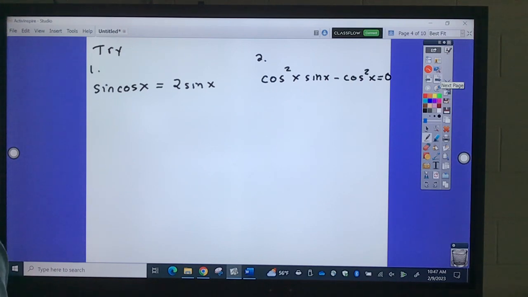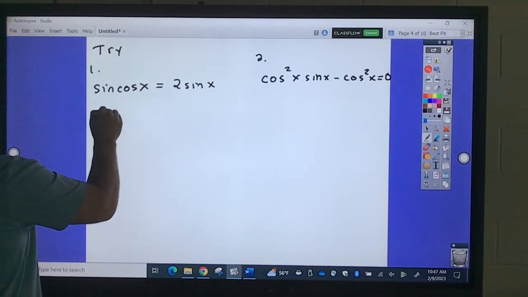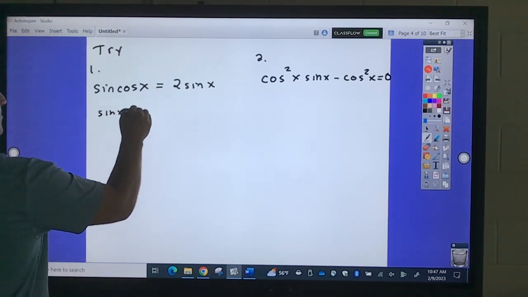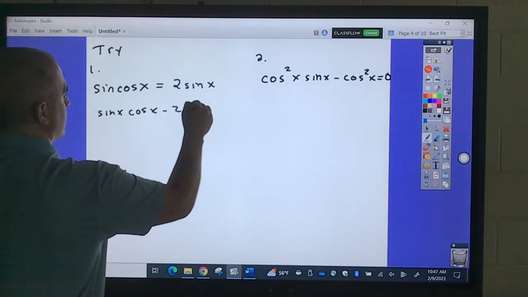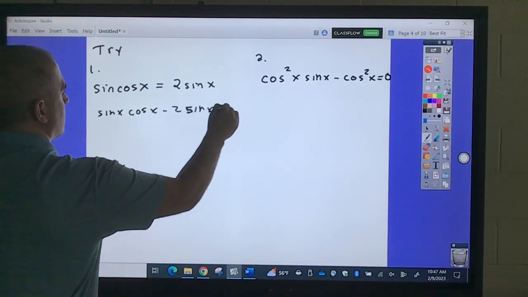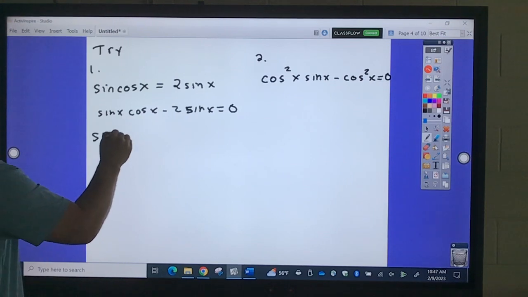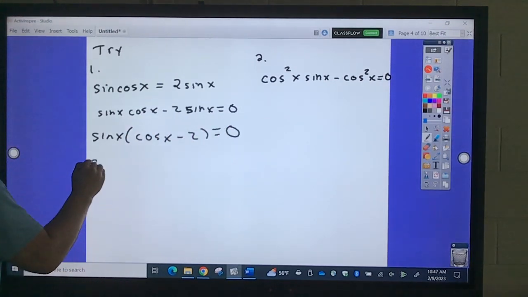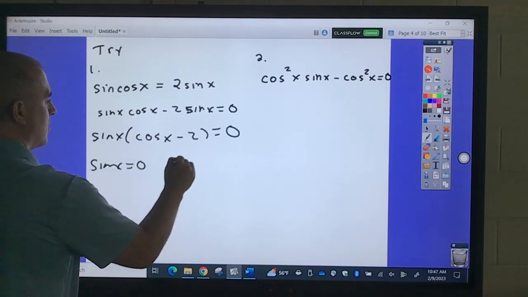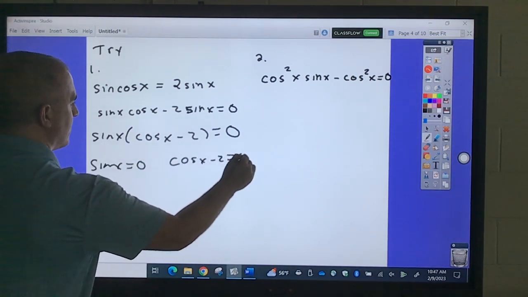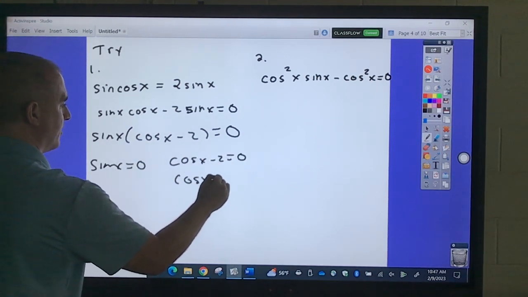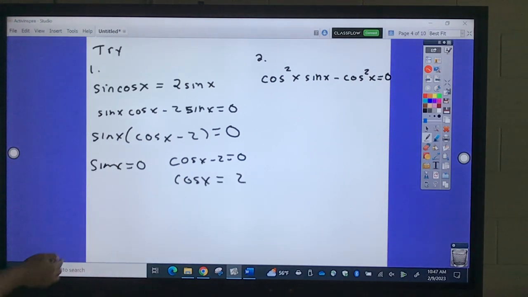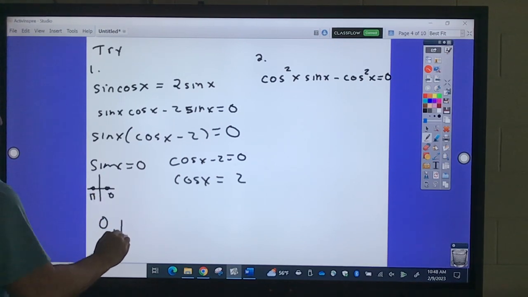Okay, so what I would do here is move this sine back. They both have sine x in common. So it's sine x times cosine of x minus 2 equals 0. So I got sine of x equaling 0, cosine of x minus 2 equals 0, cosine of x equaling 2, sine of x equaling 0. Well, where would that have to be? That's the axis points. Those are here and here, so that's 0 and pi, okay?